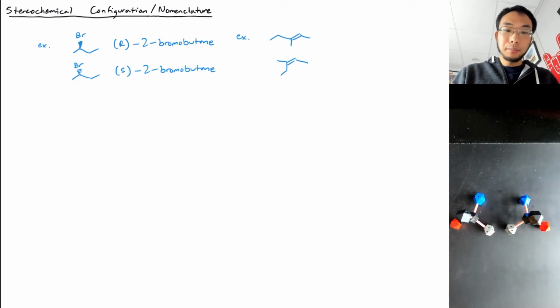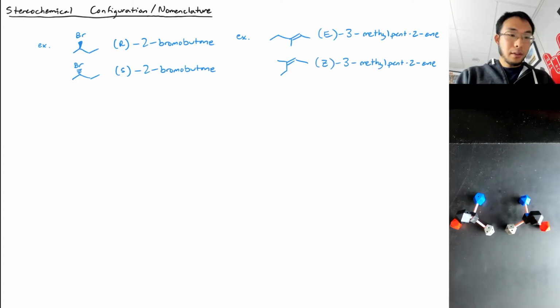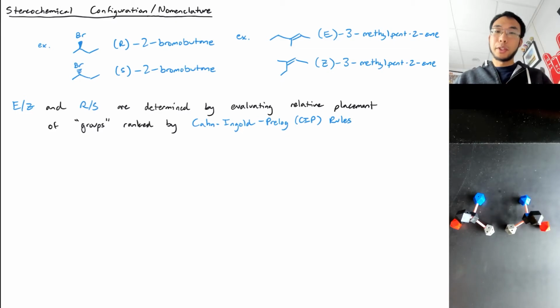When it comes to alkenes, those are not referred to using R and S because alkenes don't have stereocenters in them, so R and S are specific for stereocenters. When we have alkenes, what we use is called either an E or a Z system. The way you determine whether something is R or S or if it's E or Z is by evaluating the relative importance of groups attached. For R and S, we'd be looking at the groups attached to the stereocenter. For E and Z, we're looking at the groups attached to the double bond here. These rankings are determined using what are called the Cahn-Ingold-Prelog rules, or just CIP rules.